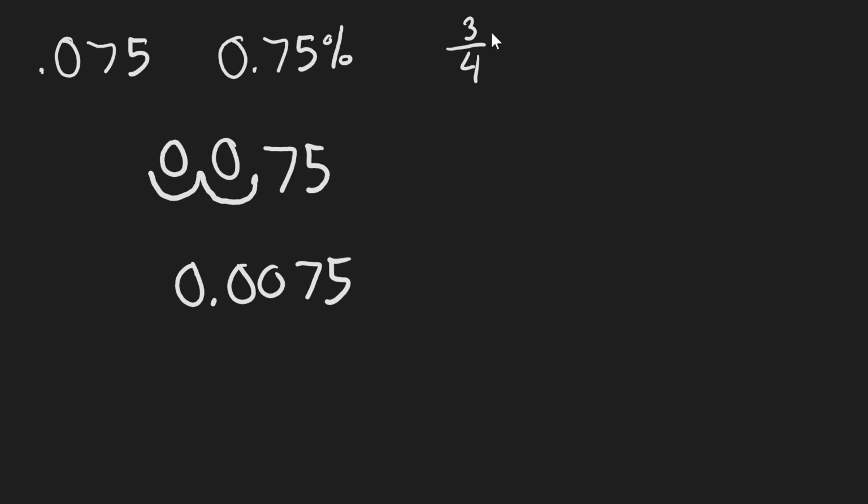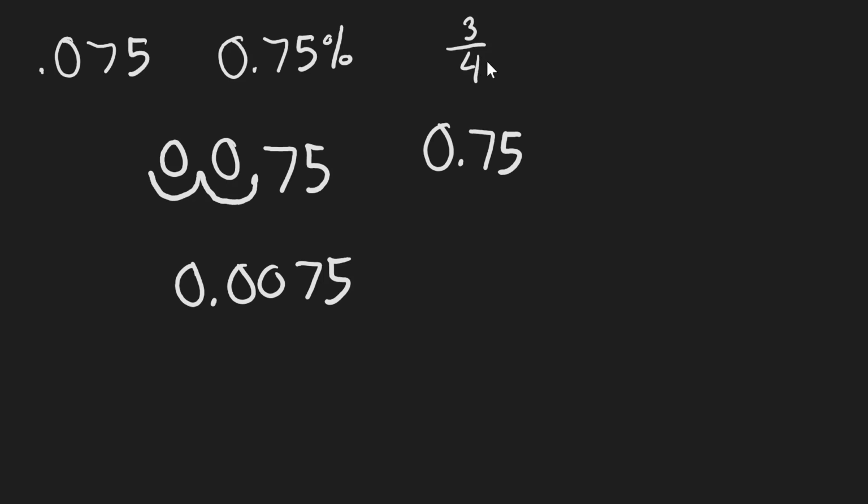Okay, how about the fraction? How do we turn this into a decimal? Well, any fraction is really a division problem. This is really 3 divided by 4. So they should give you a calculator for this problem, and if they do, then you can just plug this into your calculator. You can plug in 3 divided by 4, and the calculator will tell you that 3 divided by 4 is 0.75. Now, if they don't give you a calculator, then you'll need to do this division manually.